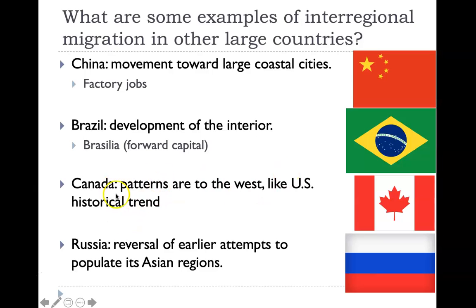Canada, we see patterns are going to be similar, westward movement, kind of like the U.S., right? And then in Russia, we see Russification happening here, and the reversal of earlier attempts, anti-Russification. There was much movement within the Soviet Union, moving Russians, the culturally Russian people, ethnic Russians to the Asian parts of the Soviet Union. There was a shift after the Soviet Union collapsed. You see Russian people moving back to more Russian areas.